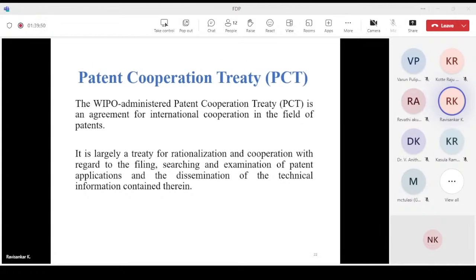As I said, the PCT is the WIPO-administered Patent Cooperation Treaty, and it is an agreement for international cooperation in the field of patents. It is largely a treaty for rationalization and cooperation with regard to the filing, searching, and examination of patent applications, and dissemination of the technical information contained therein.